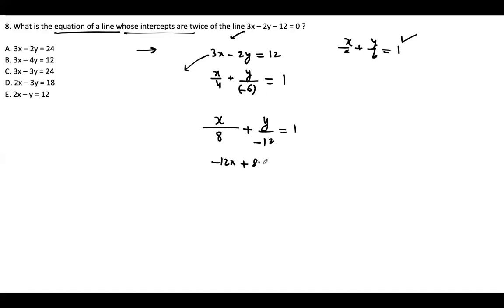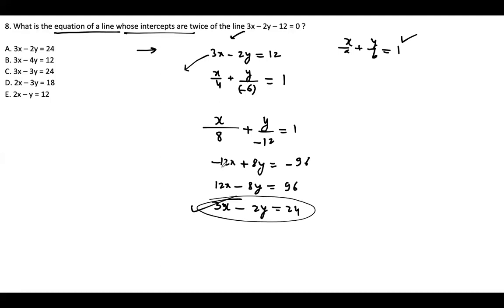So x by 8 plus y by minus 12 is equal to 1, which gives minus 12x plus 8y is equal to minus 96. I'm multiplying again by a minus sign, so 12x minus 8y is equal to 96. I will divide this equation by what? By 4. 4 3s are 12, 4 2s are 8, 4 24s are 96. So Option A, 3x minus 2y is equal to 24. I used this approach here as I found it easier. You can use another approach if you want.